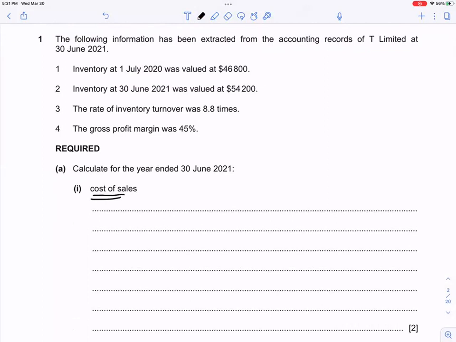Cost of sales is opening inventory plus purchases minus goods taken for own use, minus closing inventory.